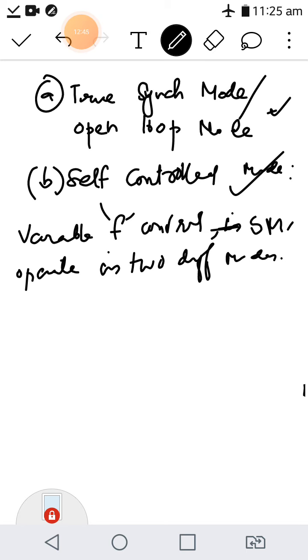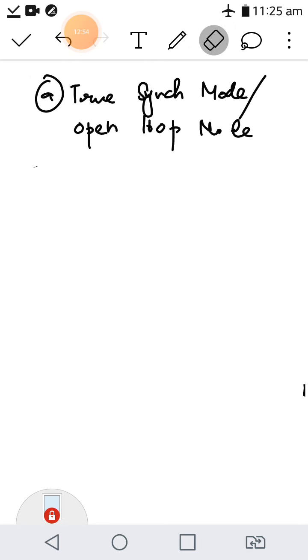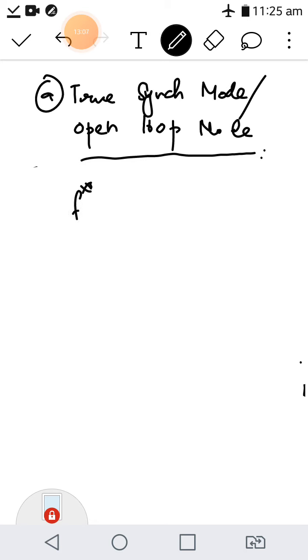So today in this video lecture, we will be seeing the true synchronous mode of operation, or the open loop mode of operation. In the open loop mode of operation, the basic idea is that we will give a desired frequency command to this synchronous motor controlled VSI, and this control is given by providing a delay circuit.